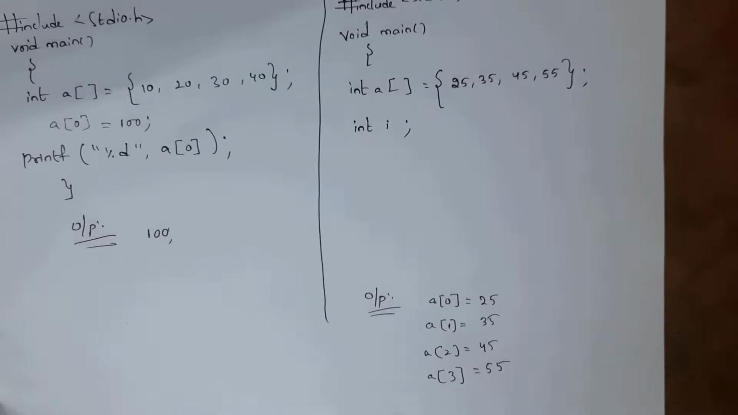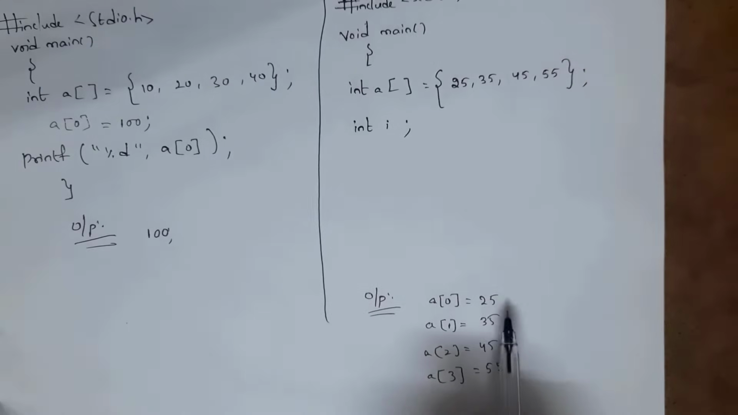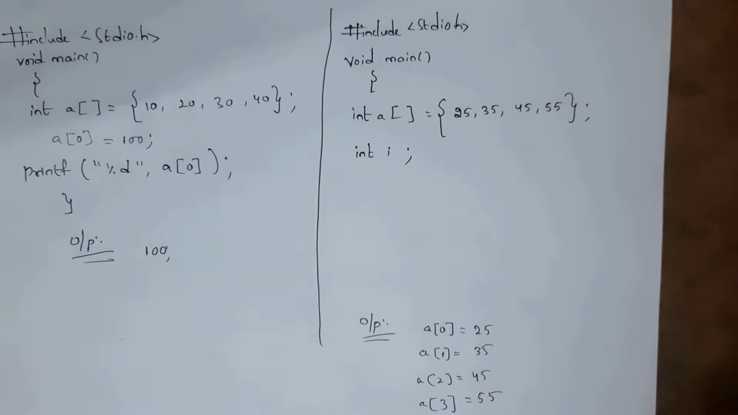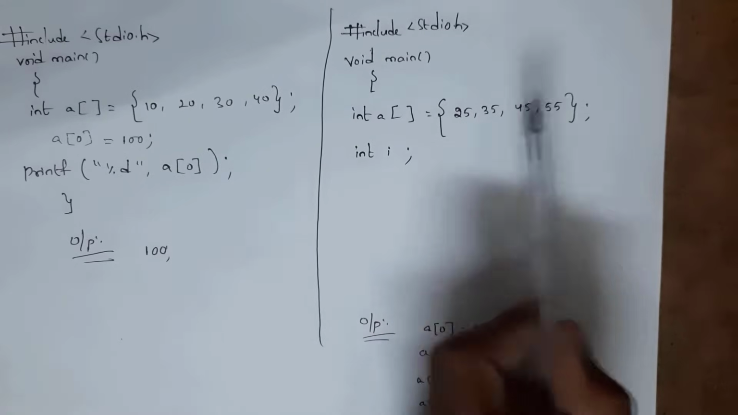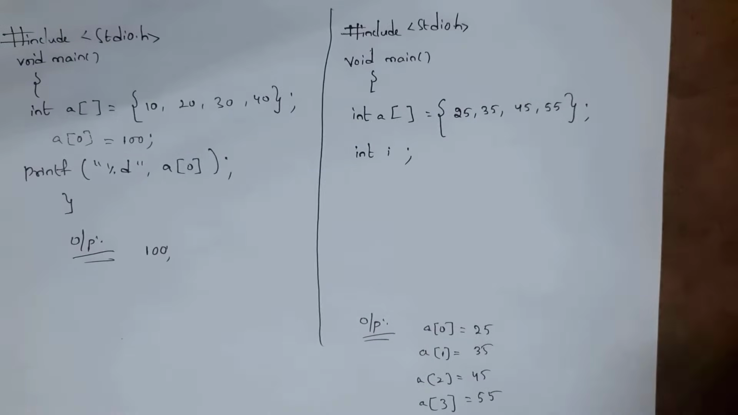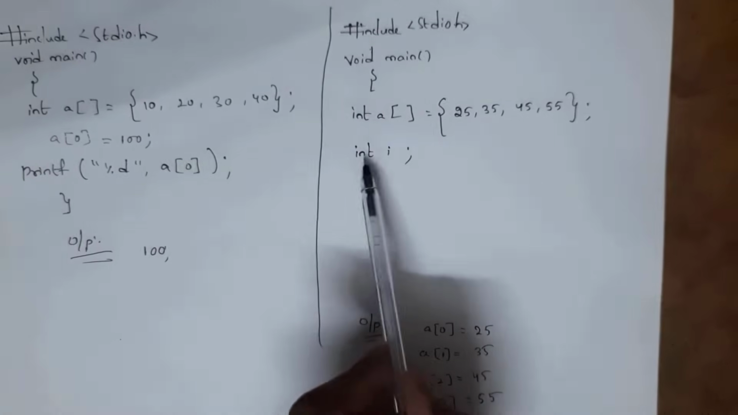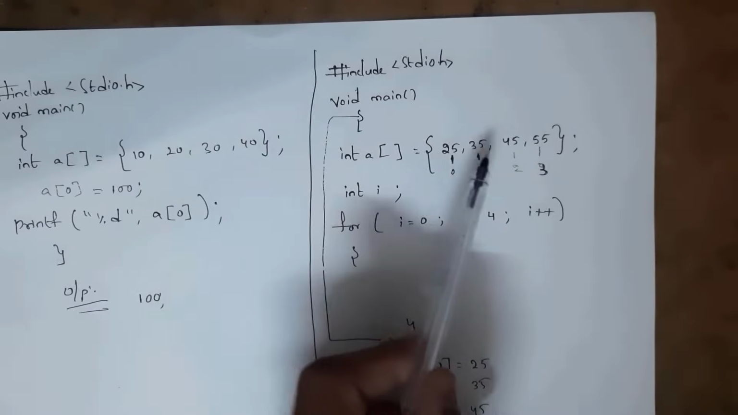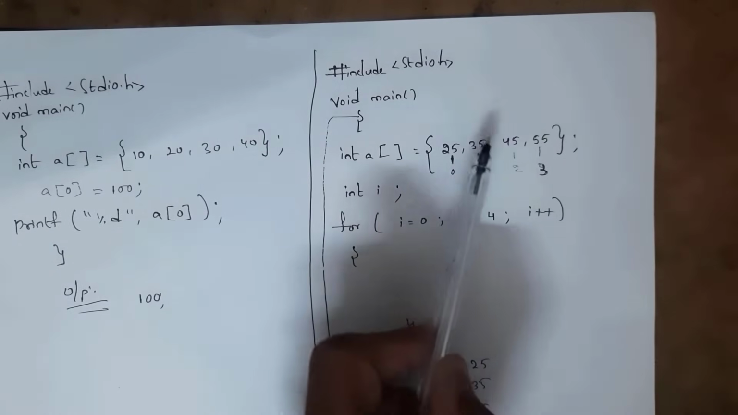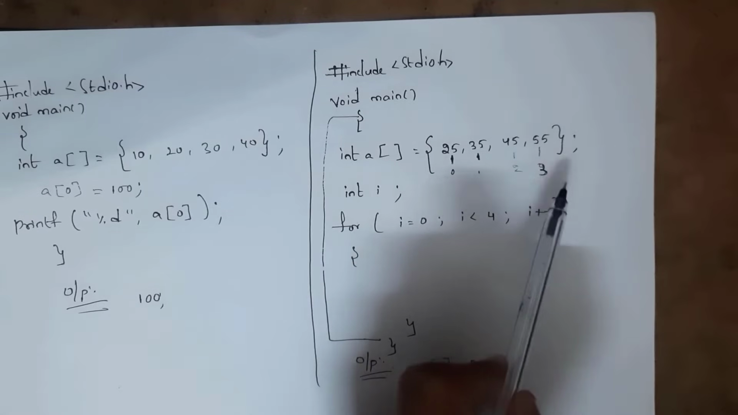For example, I want to get output values along with index numbers, like a of 0 is equal to 25, a of 1 is equal to 35. I want to get output like this. So for that purpose, I use a for loop. These are the four values that I declared to array a: 25, 35, 45 and 55. Similarly, these index numbers are integers, so here I took int i. Now I need to write a for loop for index numbers. So here I took four values: 25 stored in index number 0, 35 in 1, 45 in 2 and 55 in index number 3.